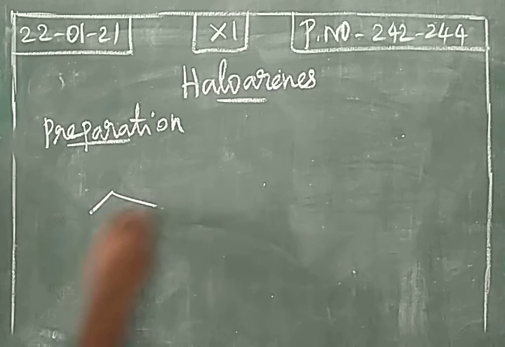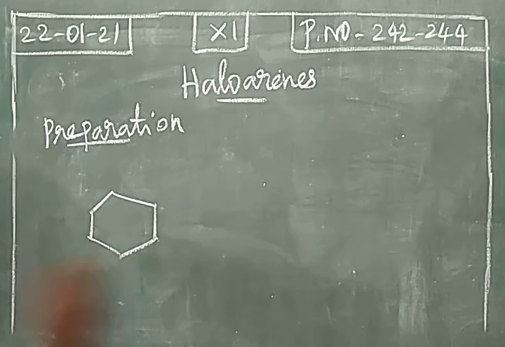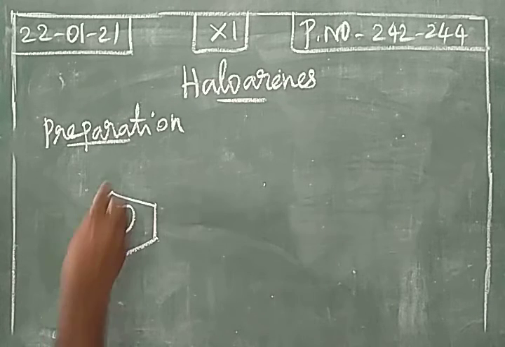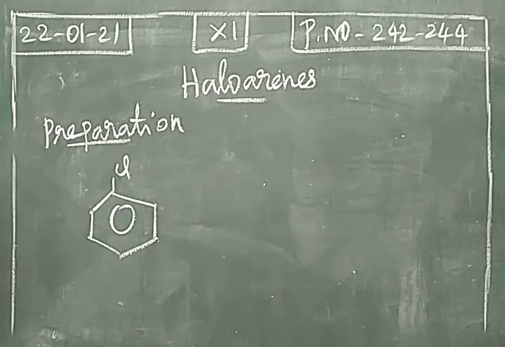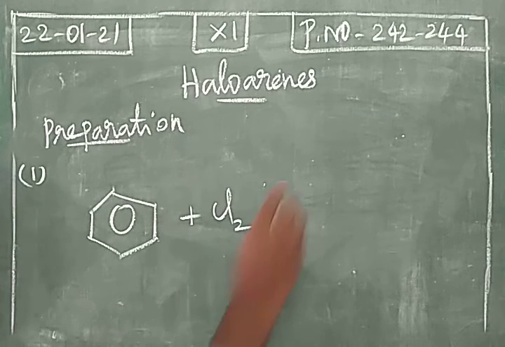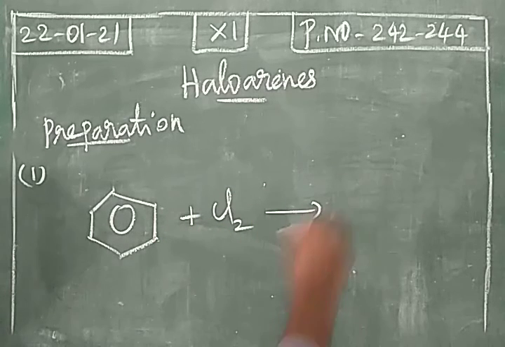We know that if a hydrogen is replaced by a halogen in a benzene ring, it is called a haloarene. You take benzene C6H6. If a hydrogen is replaced by any one halogen, it is called haloarene. The first preparation method is direct halogenation process. When benzene is treated with halogen, we can get haloarene.